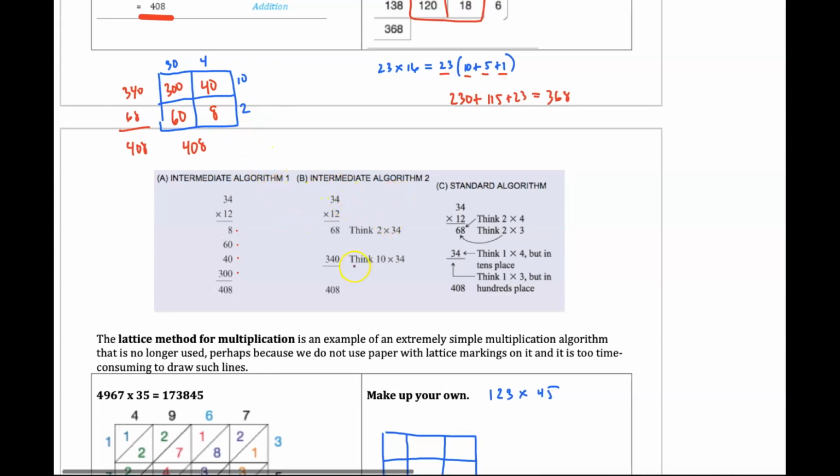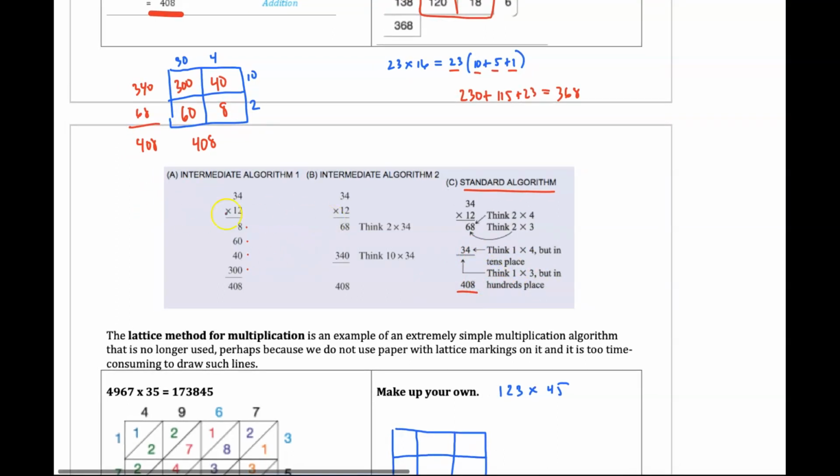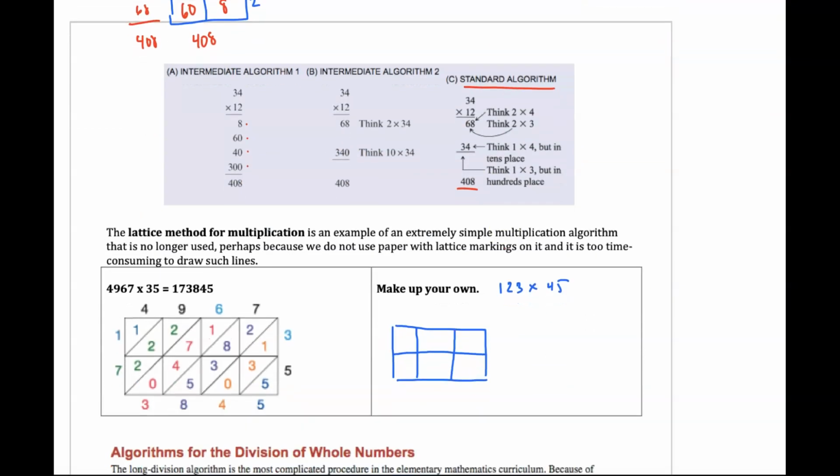And then you have a second intermediate process where you do 2 times 34. You do the whole thing, and then 10 times 34. So some people may be able to do it that way versus the standard algorithm is kind of the way we do it. 4 times 2 is 8. 2 times 3 is 6. Carry a 0. 1 times 4 is 4. 1 times 3 is 3. Or bring down a 0 and so forth. You get the same answer. But again, these processes here show number sense that you understand. Here, you're just doing your multiplication facts.